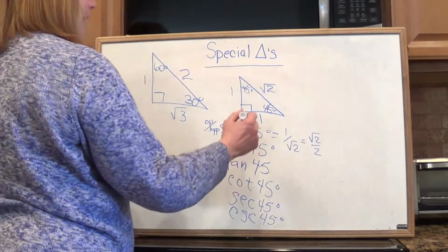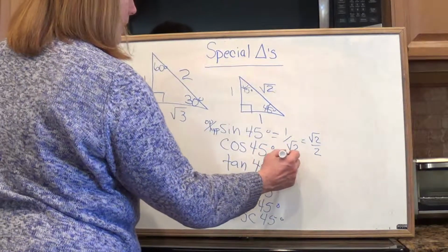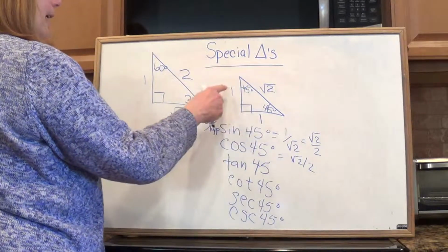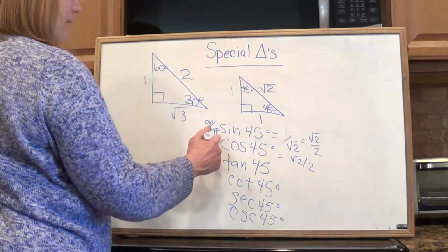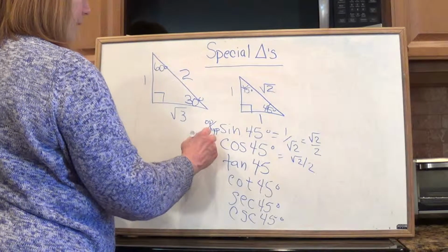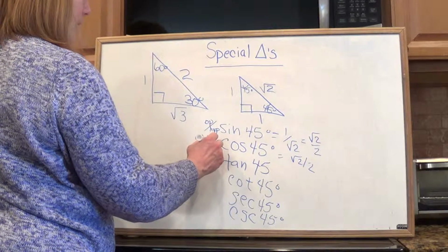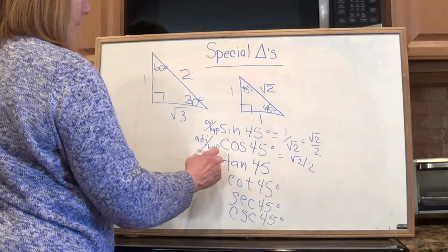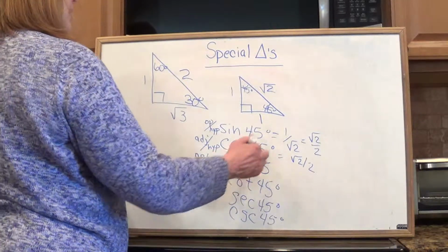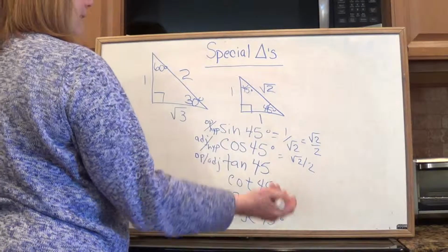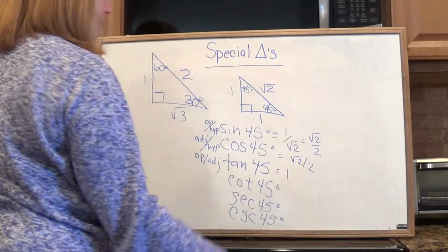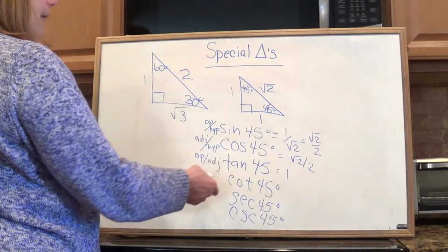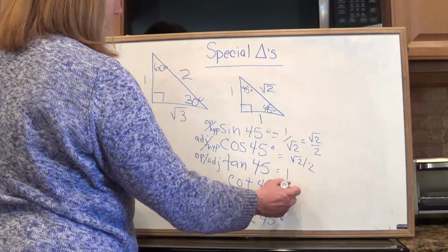Cosine of 45, you'll see ends up to be the same. Tangent from this perspective, opposite over adjacent. Oh wait, cosine was adjacent over hypotenuse. And tangent is opposite over adjacent. We have to commit these to memory. Tangent, opposite over adjacent, is 1 over 1. That's a funny one. And cotangent is the flip of tangent, so that flip of 1 is 1.